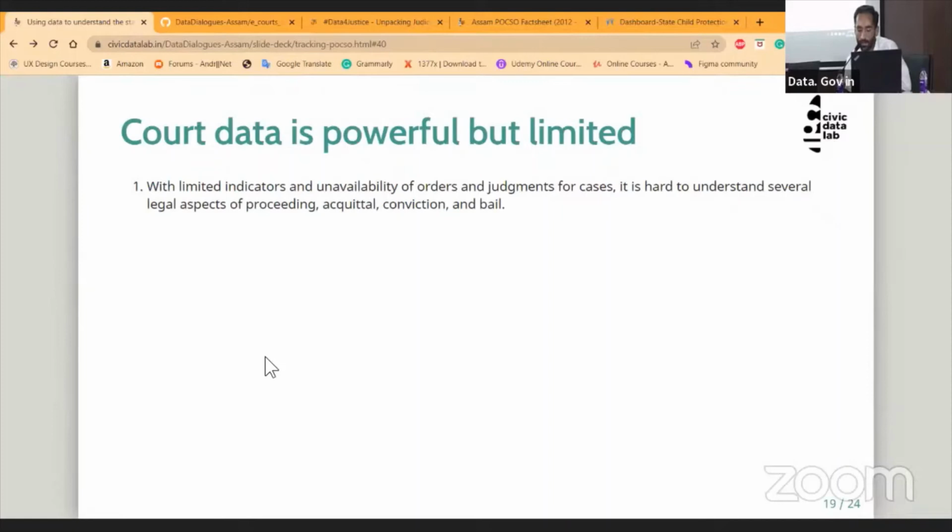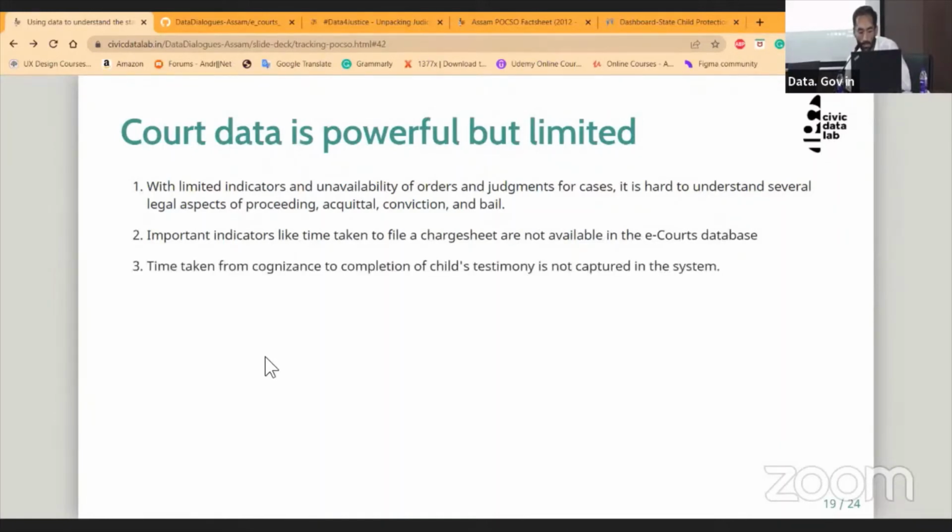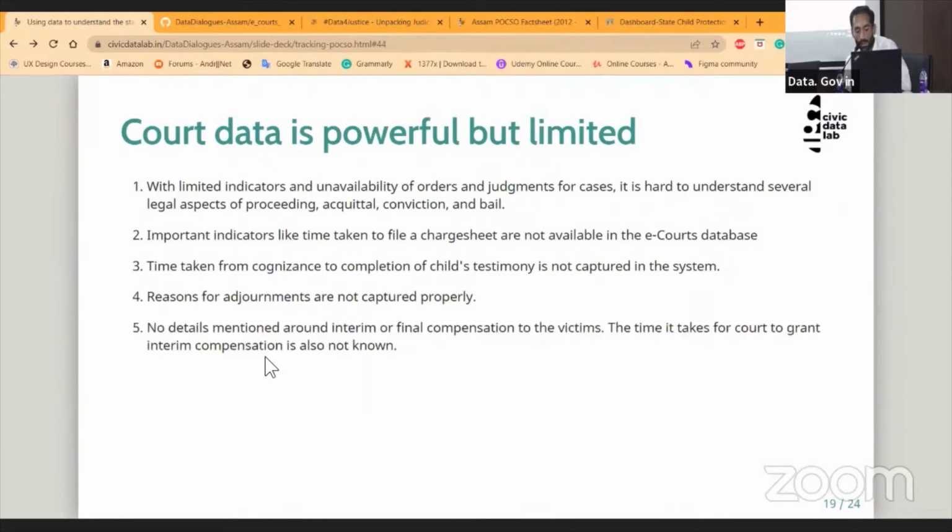There are several aspects which Miguel sir talked about, which are difficult to understand, like proceedings, equity, conviction, bail, forensics, etc. Important indicators like time taken to file a charge sheet are not available. Just the date is available, but the time taken we don't know. Time taken from cognizance to completion of child's testimonies is not captured. Reasons for adjournments are not captured. No details are mentioned around interim or final compensation to victims.